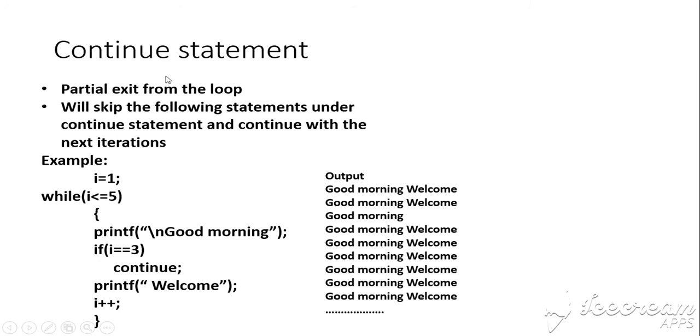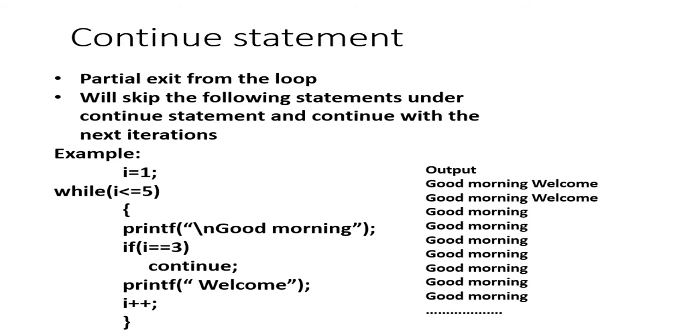So the next provision is the continue statement. Continue statement is not the same as break statement. Break statement was used to skip the loop permanently, whereas continue statement is used to skip the loop only for partial exiting. So while using the continue statement, the statements under the continue statement inside the loop will not be executed, but the loop will continue with the next iteration. So a partial skipping is done there.